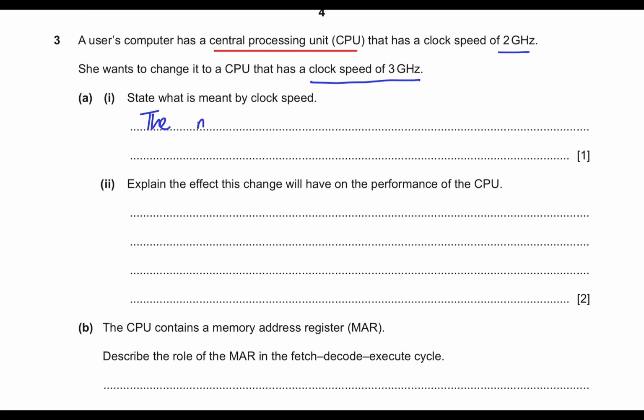Clock speed is the maximum number of instructions a CPU can perform. The maximum number of instructions a CPU can perform.